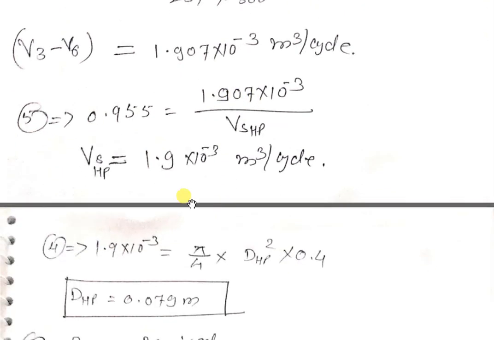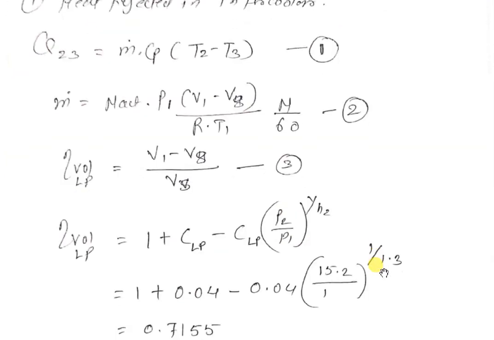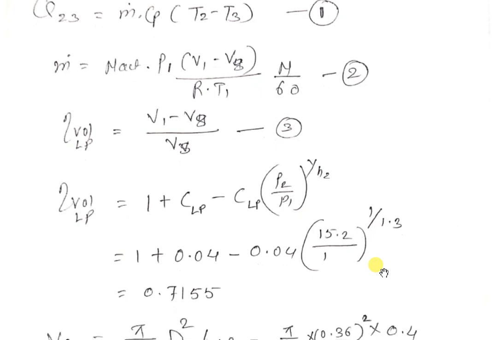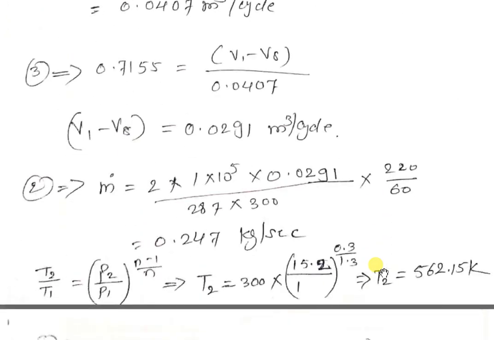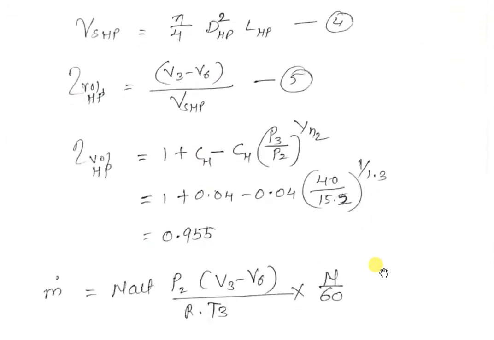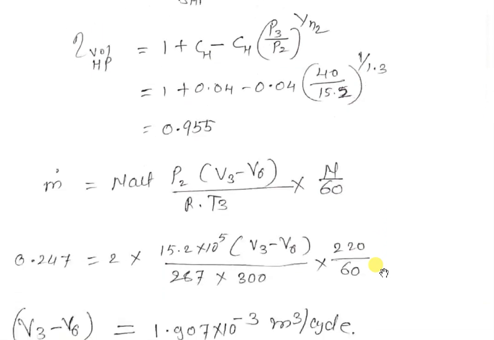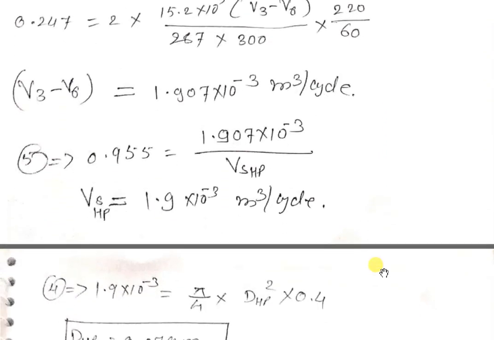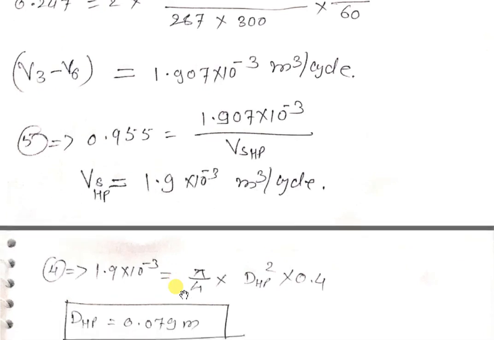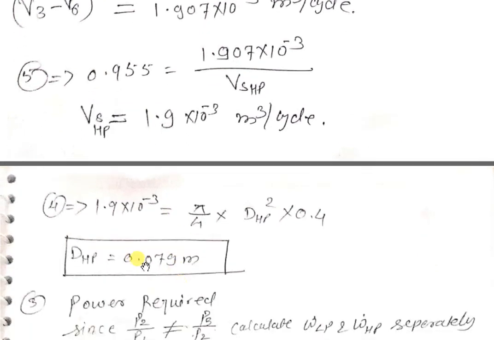Now we'll put this value in the swept volume formula, that is pi by 4 d square L. From this we have calculated the diameter of HP cylinder, 0.079 meter.